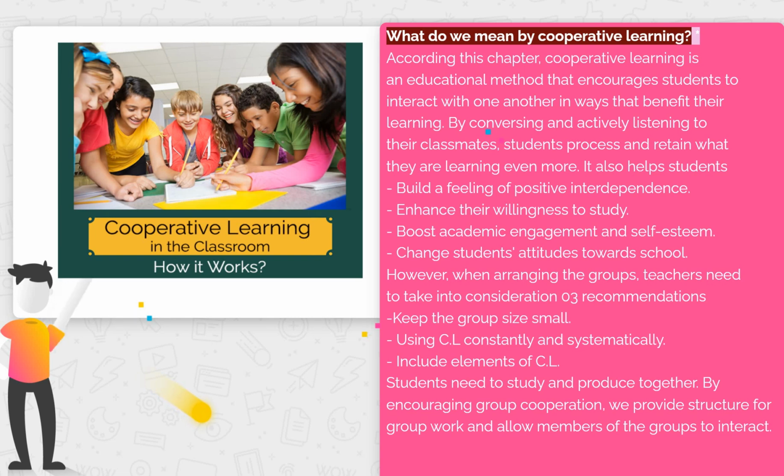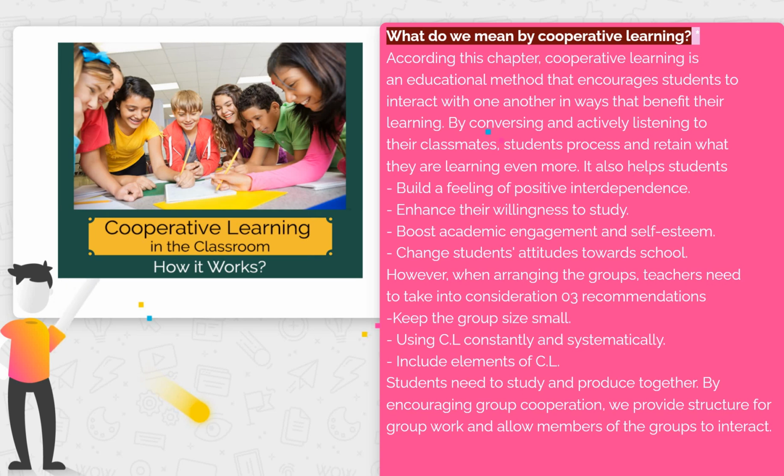When arranging the groups, because cooperative learning means cooperating in groups, the teacher needs to take into consideration 3 recommendations. Keeping the group size small. Why? We need to keep the group size small because when there are many members, quite often a lot of them do not do their work. On the contrary, if you keep the group size small, they will do their job correctly.